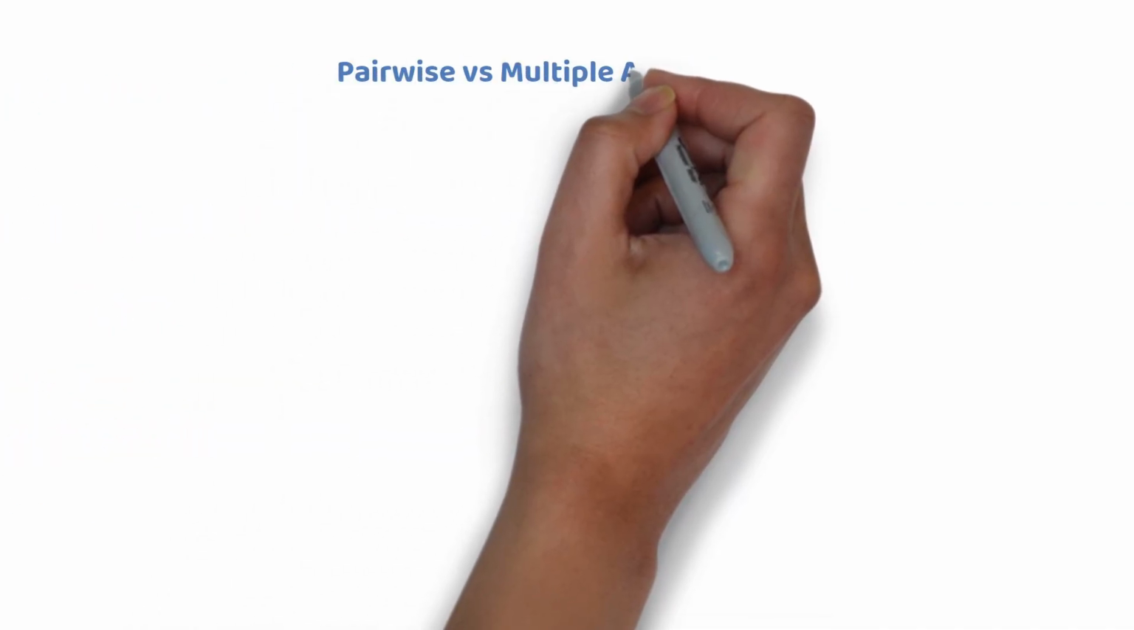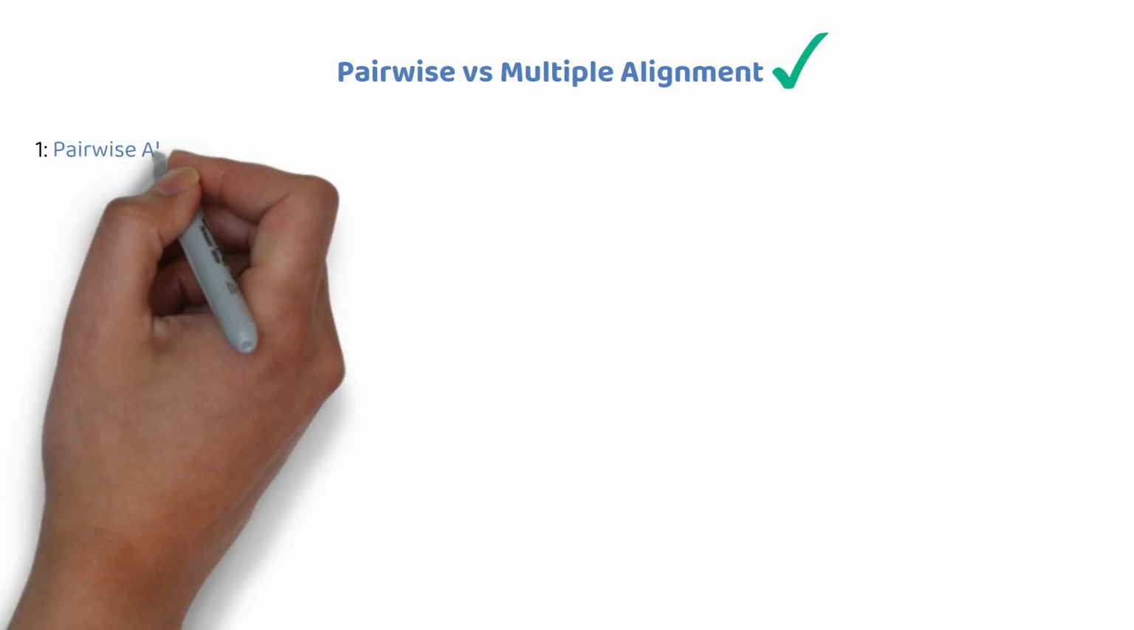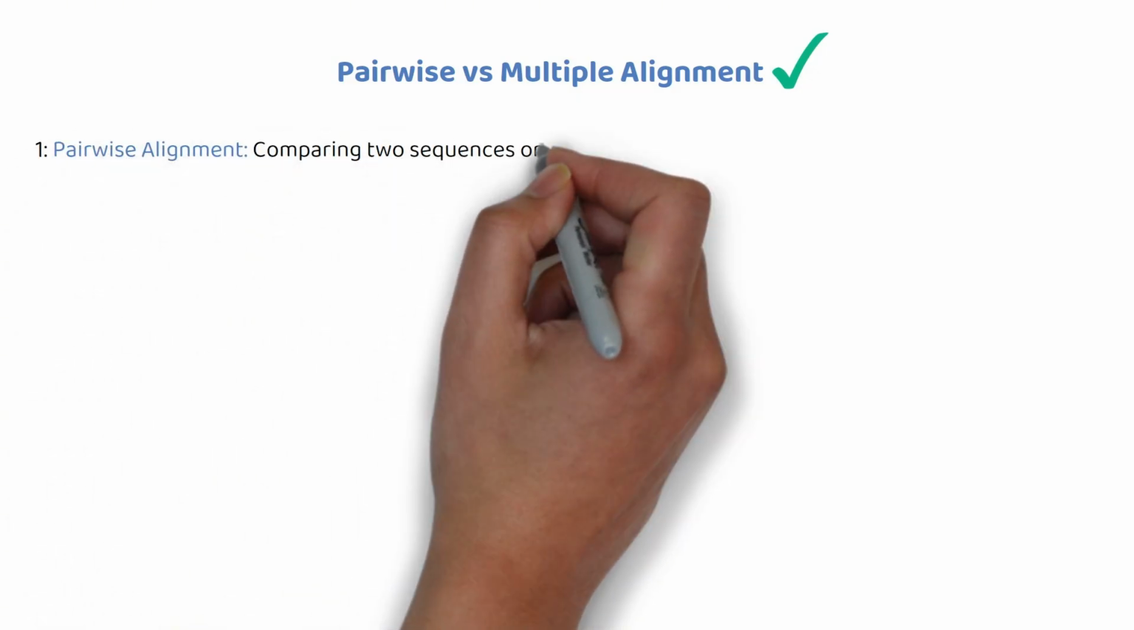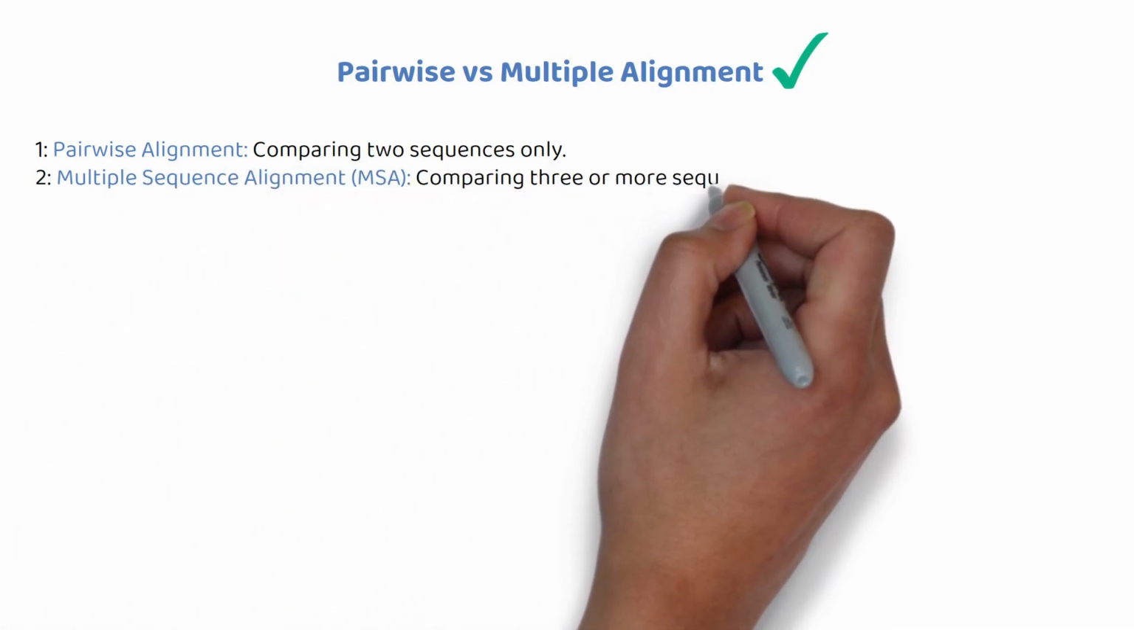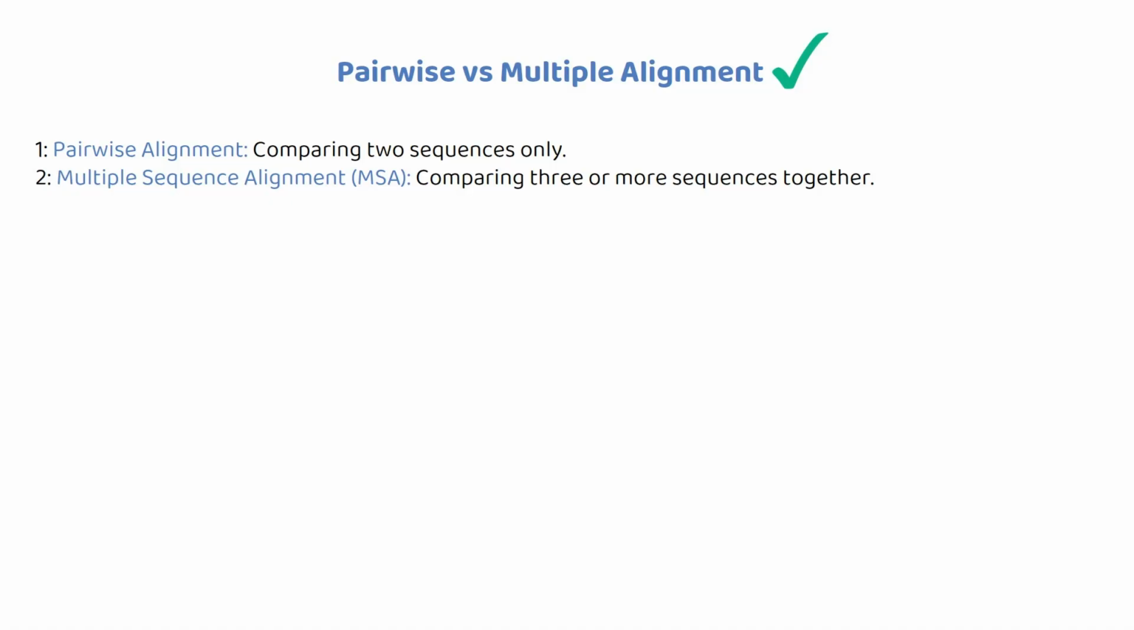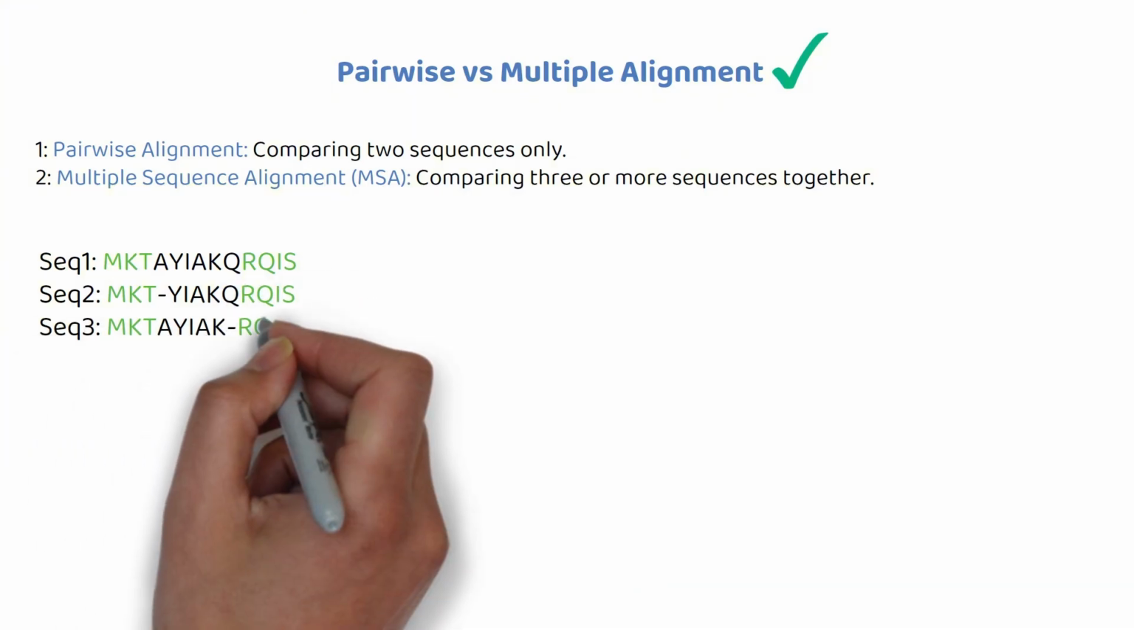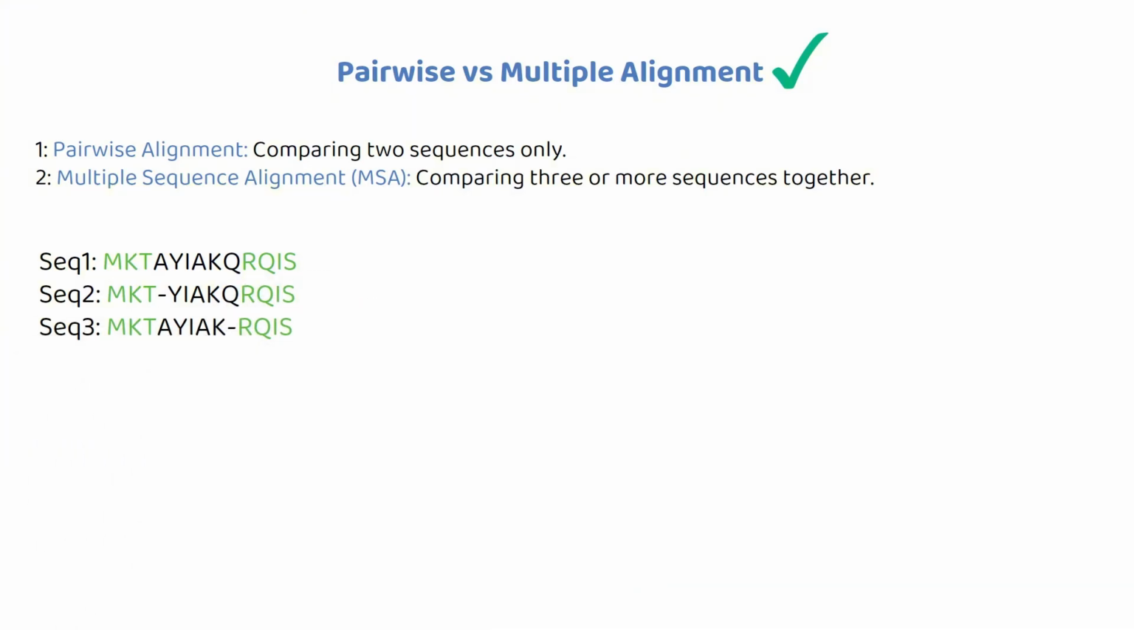Pairwise versus multiple alignment. Now, alignments can be of two main types, pairwise and multiple. Pairwise alignment: comparing two sequences only. Multiple sequence alignment, MSA: comparing three or more sequences together. For example, we have three sequences, sequence 1, 2, and 3. In this protein example, you can see conserved regions, positions where all sequences have the same amino acids. These conserved areas often indicate crucial functions in the protein.